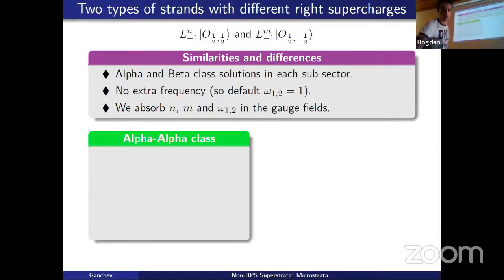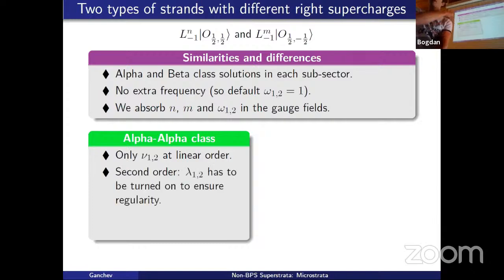Okay, so first I want to show you the alpha alpha and the beta beta class, which means that you have alpha in both sectors, 1-2 and 3-4. Again, as before, we have nu1 and nu2 turned on only at linear order. As before, lambda 1 and 2 are the equivalent of mu0, just for the two different sectors. Again, has to be turned on to assure regularity. And again, their amplitudes are locked to the amplitudes of the nu1 and nu2, so you again have this special locus thing.